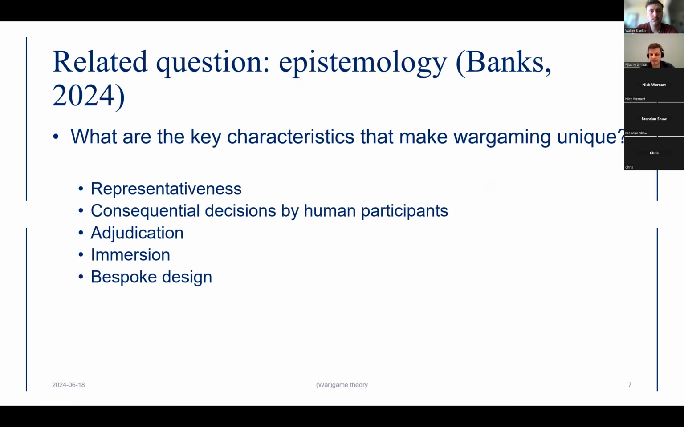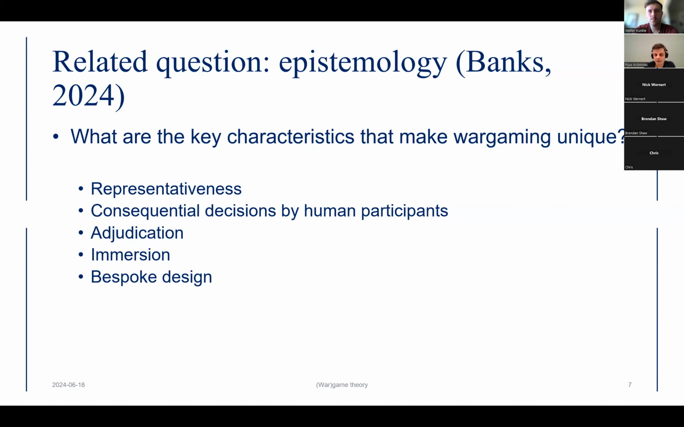Now, when I proposed this topic to Sebastian, it was before we had this great paper by Dr. Banks about the epistemology of wargaming and how wargaming creates knowledge. But I think it's very relevant for today's topic. If you haven't read the paper, please be sure to find it and read it. What I think is important to mention is that Banks looks at what characteristics make wargaming unique, so how it generates knowledge differently from other knowledge creation methods.